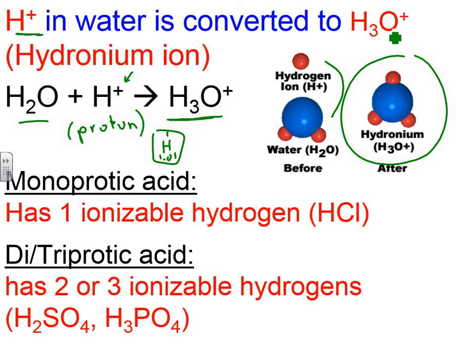Now, the acid can be monoprotic. So this word protic is actually referring to the proton. Monoprotic means you have one hydrogen that can ionize, that can be removed. A di- or triprotic acid has 2 or 3. So sulfuric acid, for example, has 2 hydrogens that can be removed. Phosphoric has 3 hydrogens that can be removed. Now, this is not to be confused with whether it is a strong or a weak acid. Turns out that phosphoric is actually a weak acid, whereas sulfuric is a strong acid. So this doesn't represent strength, it represents how many hydrogens can come off of it.